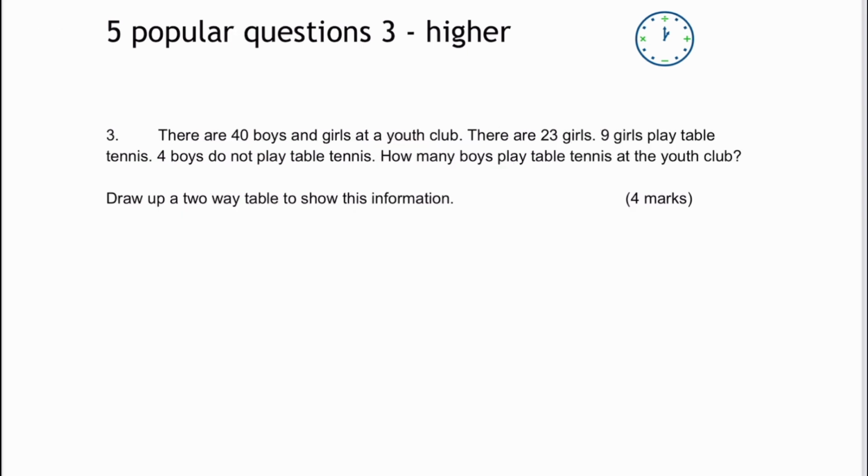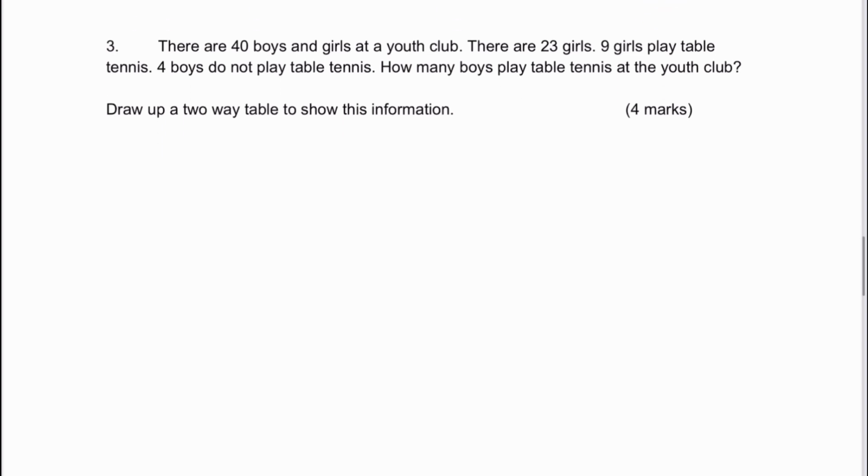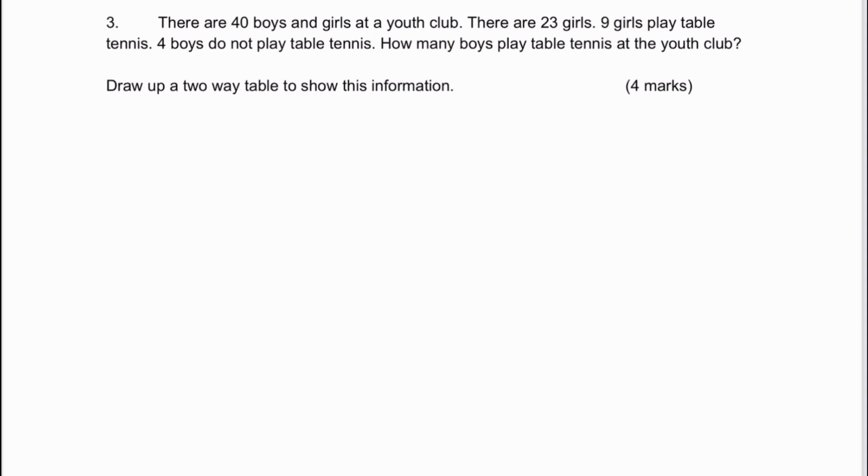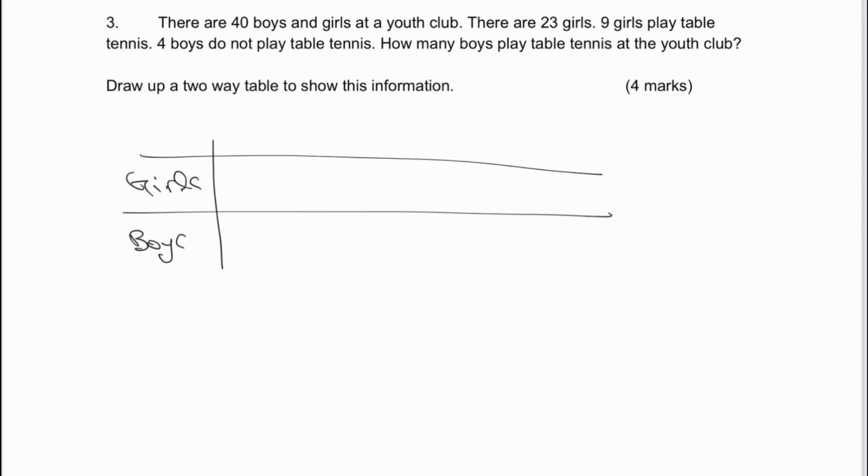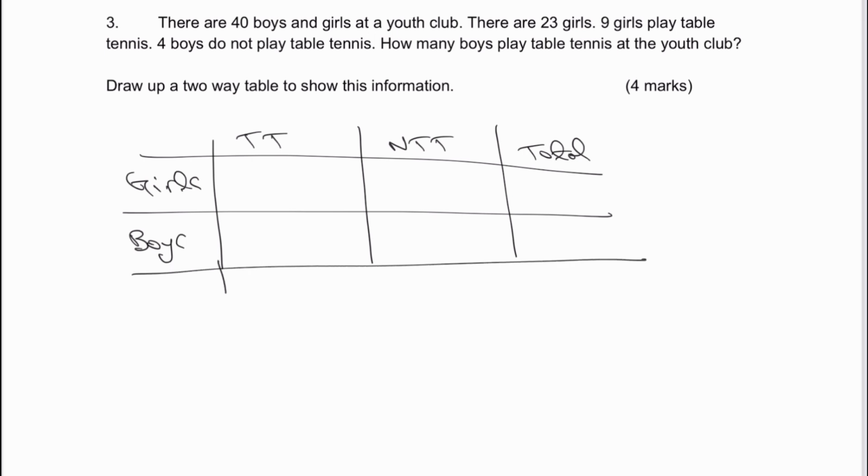Okay, so here we are with question number 3, and it talks about creating a two-way table to show the information about boys and girls at a youth club playing table tennis. So what I'm going to do is write girls and boys on the horizontal. In this particular case I'm going to have table tennis and not table tennis, and also total as well. Let's just put totals on each of these different columns.